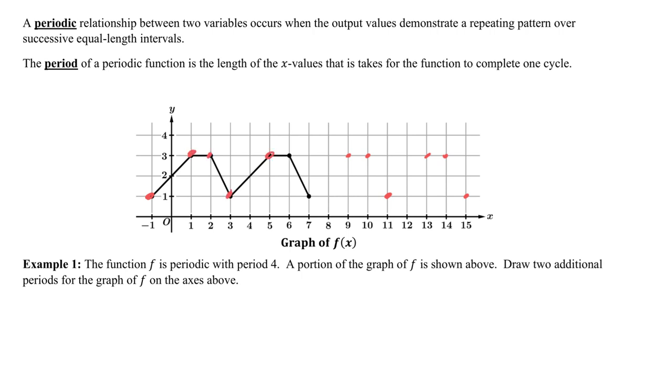See how they moved 4 to get to these points? I moved all of these points 4 that way, and then 4 that way again, and then we can just complete the next 2 periods. Okay?